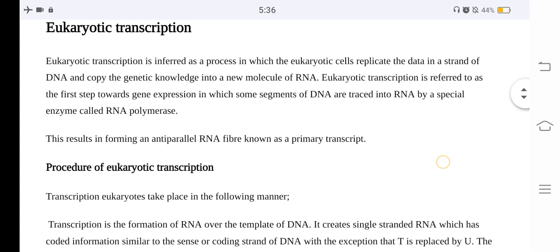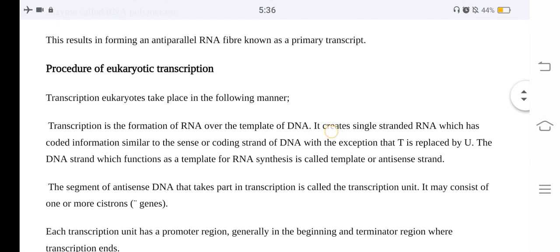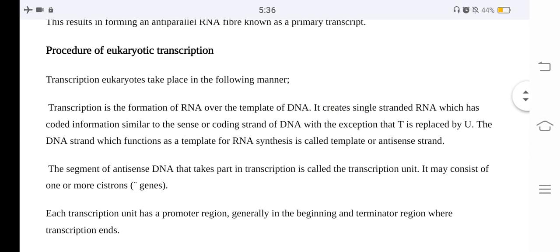This results in forming an antiparallel RNA fiber known as the primary transcript. What is that? Primary transcript. And let's learn about the procedure of eukaryotic transcription. Transcription in eukaryotes takes place in the following manner.